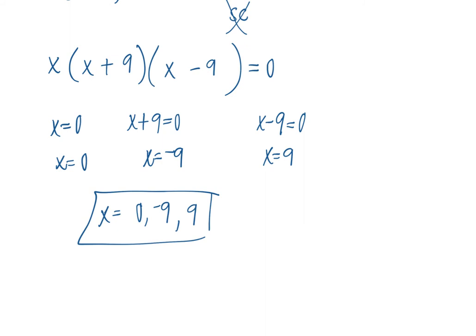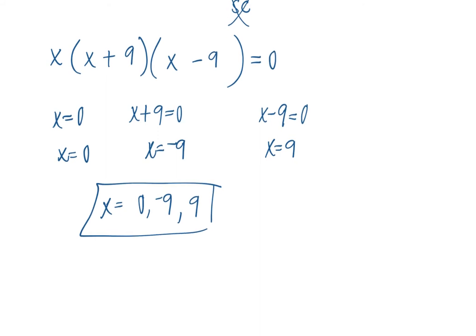By the way, the 0, the negative 9, the positive 9, the way I've written it, it's not in any particular order. It's just kind of the order I wrote it down. You could have written it as 9, 0, negative 9. That doesn't matter, so don't get hung up on things like that.